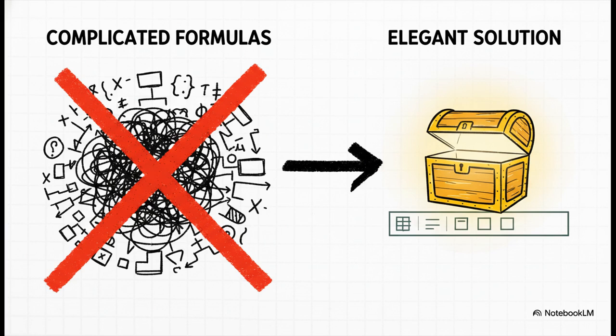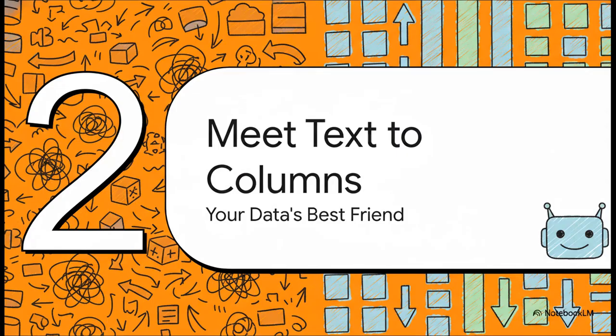The solution is actually a tool that's already built right into Excel, just sitting there on the menu, waiting for you to use it. So let me introduce you to the hero of our story, Text to Columns. This little feature was designed for this exact problem, taking that jumbled up, messy text and just magically splitting it into clean, perfectly organized columns. It's amazing for cleaning up data.